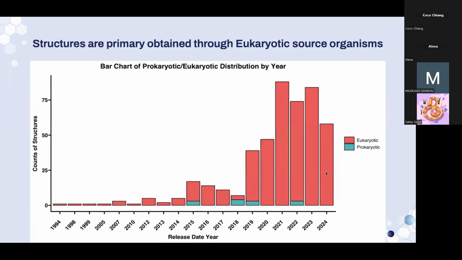This graph takes a look at the prokaryotic and eukaryotic source organisms for these structures. Out of the 426 unique structures, an overwhelming 97% of the structures were obtained from eukaryotic source organisms, and almost 70% of them were from Homo sapiens. Prokaryotic source organisms were first used in 2015 and then followed in 2018, 2019, and 2022, with the most notable prokaryotic source organism being E. coli.